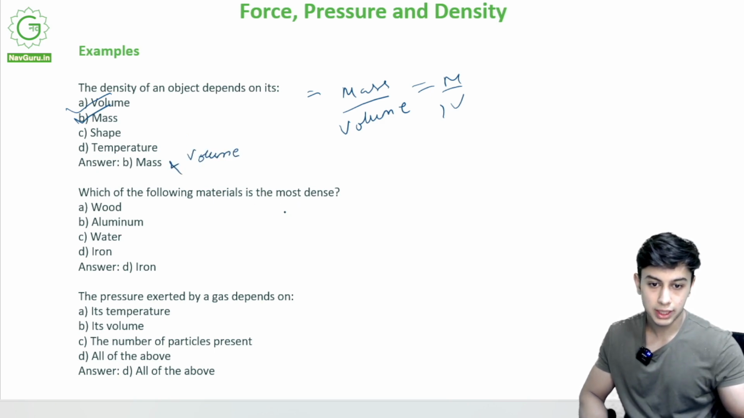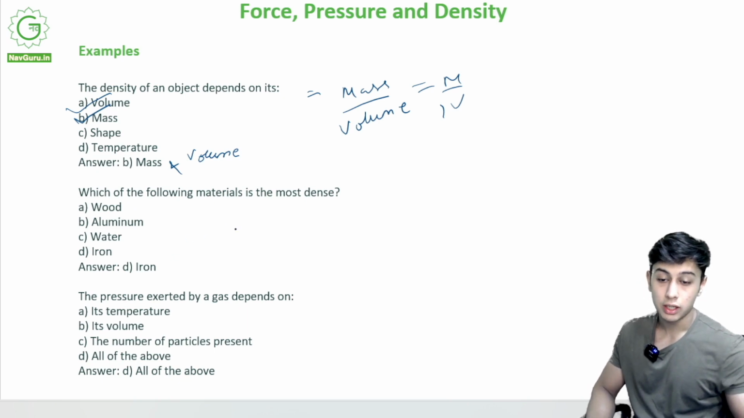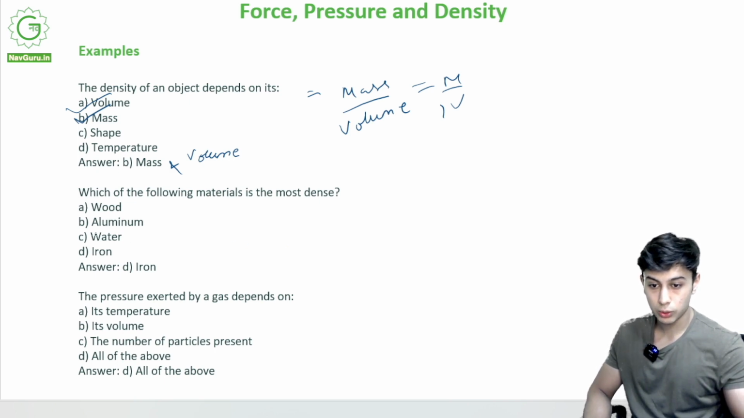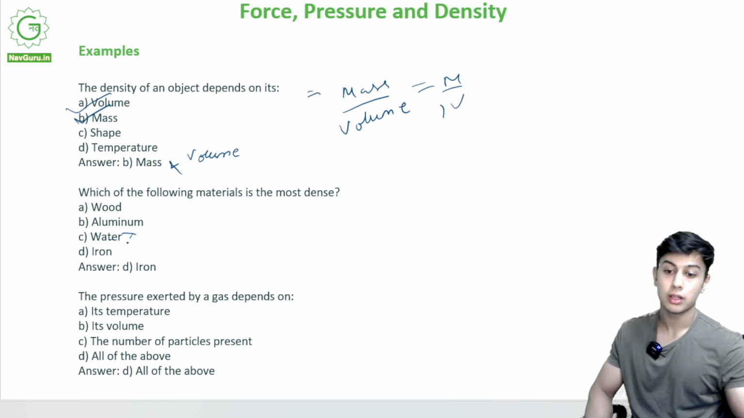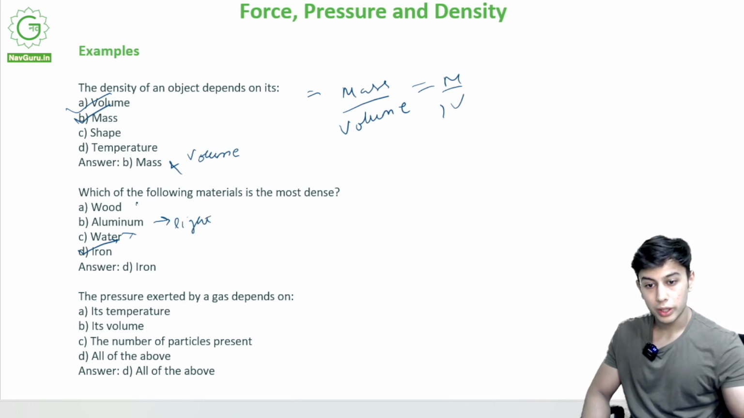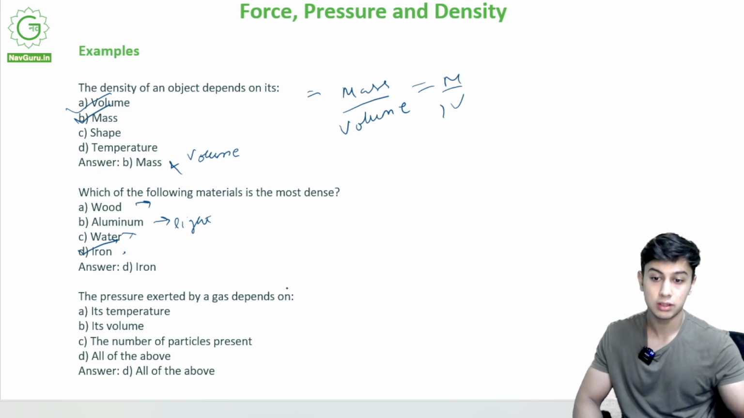Which of the following material is most dense? Solids are more dense than liquids, so we can exclude this. Wood, aluminium and iron. Amongst these, which is the most dense? Iron is, it's the heaviest among these. Aluminium is a metal, but it is also light. It's a light metal. Wood, but we all know iron is heavier than wood, metal is higher than wood.